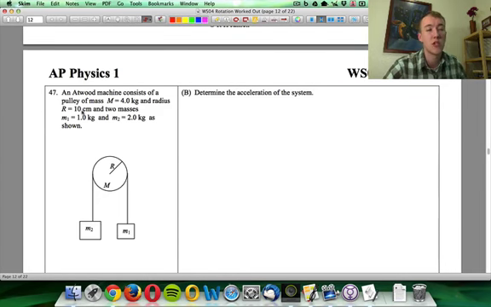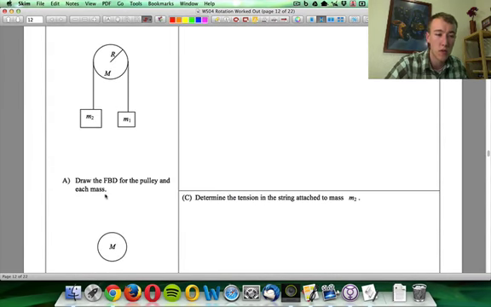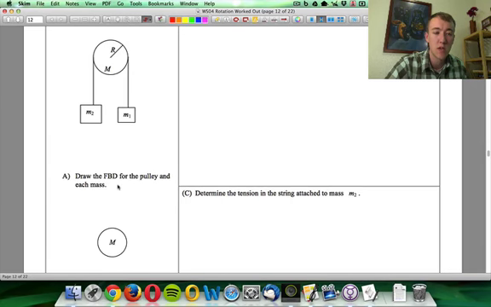Do not forget to change centimeters to meters. That's 0.1 meters. And two masses. Little m1 is 1 kilogram, and m2 is 2 kilograms, as shown. Part A is actually right below this. We're going to draw a free body diagram for each of these forces.